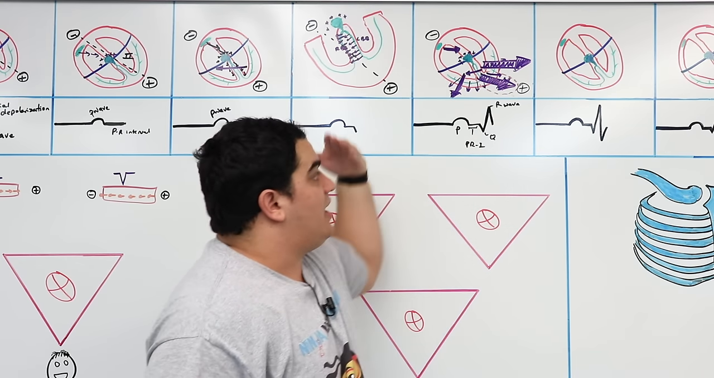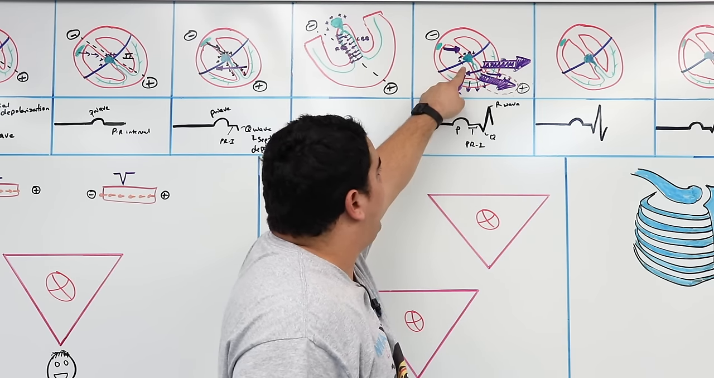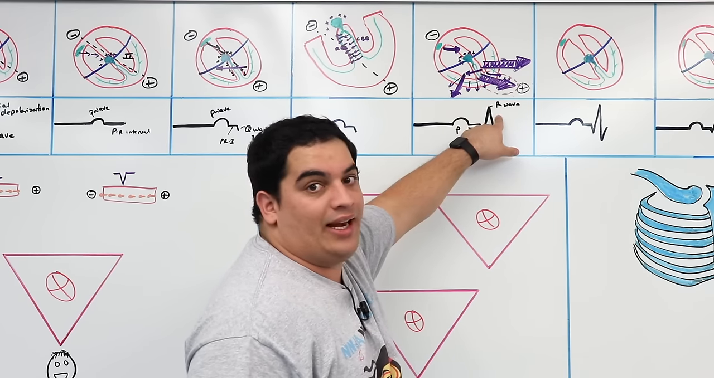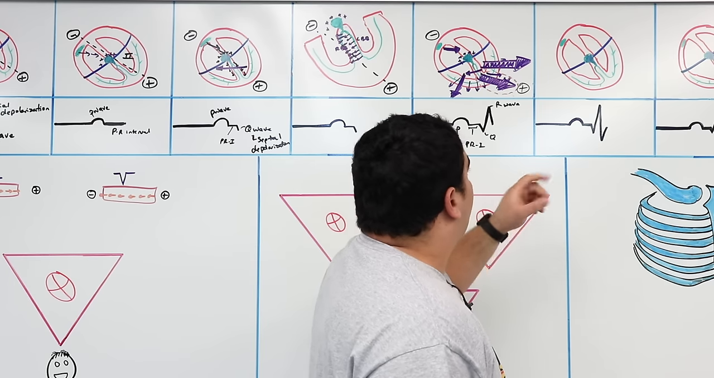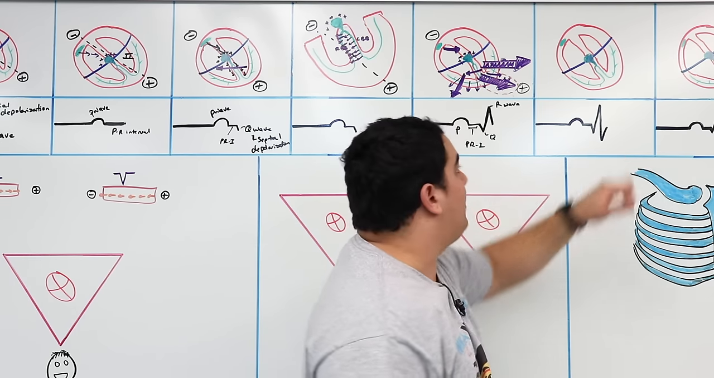Now, let's move on to the next step. You're depolarizing the ventricles. You're basically flipping the membrane from negative to positive. That's what this R wave is indicating, right? So the net vectors are being generated. Now we go to the next step, which is going to be this S wave, okay?